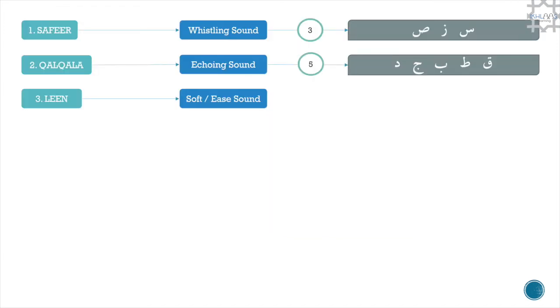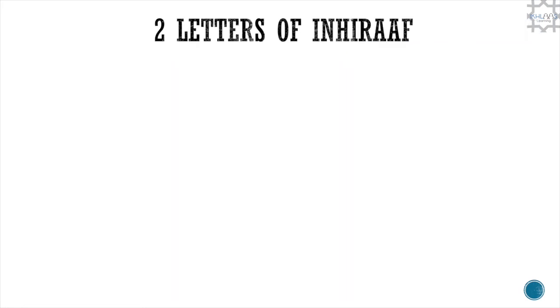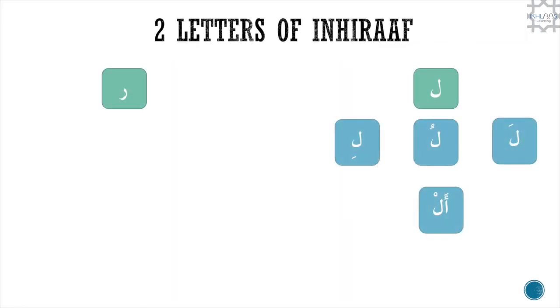So we have seen Safir, which is a whistling sound, has 3 letters: Sin, Za, Sad. The Qalqalah, which is the echoing sound, has 5 letters: Qutubu Jad. And the Leen, which is a soft ease sound, has 2 letters, the Ya and the Waw, which is preceded by a fatah. There are 2 letters of Inhiraaf, the Lam and the Ra.